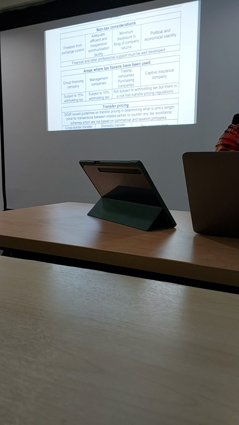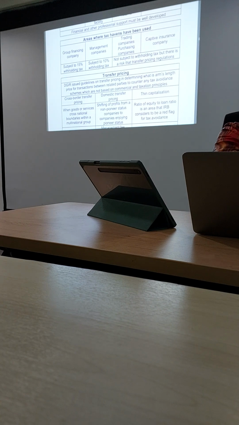So, other tax considerations: you have to make sure it's free from exchange control, with adequate, efficient, inexpensive communication, that means the internet must be superb, minimum disclosure in filing of company returns, and it must be politically and economically stable. Plus, financial and other professional support must be well developed. That's the reason why you see a KPMG office in Labuan. They need that, because there's a lot of business activity there. Okay. So, areas where tax havens have been used include group financing. That means they set up a centralized loan provider. They can set up a management company.